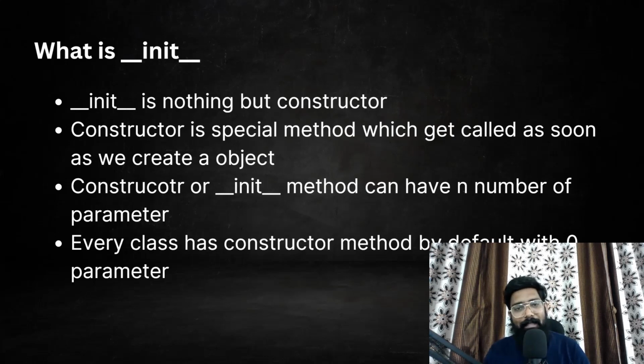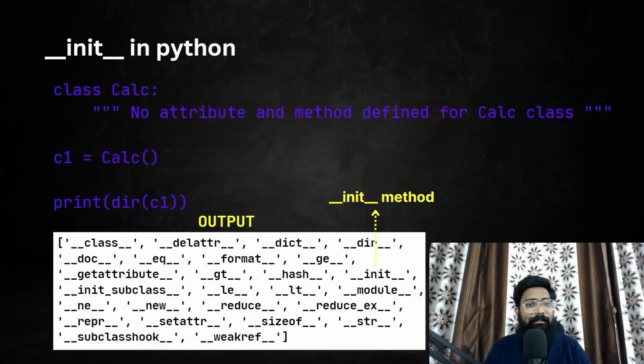By default, every class has an init method. This init method will have 0 arguments. So even though you are not defining it, it will still be available. And we can also explicitly define an init method. So let's see the example.